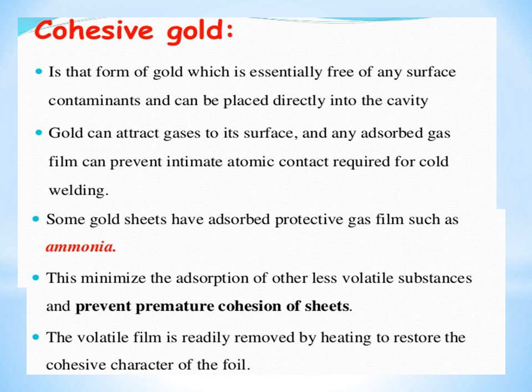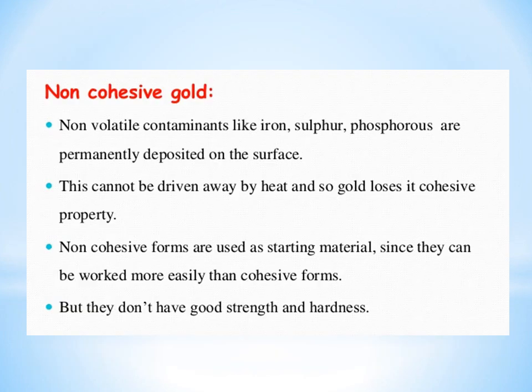And this layer has to be removed first before placing into the cavity, and that is done by basically heating it. So once the foils are heated, they are placed into the prepared tooth cavity, and pressure is applied, which we will be studying when we go over the manipulation of gold, and that step is called condensation. So basically, we will condense the gold sheets into the cavity, and because they're cohesive, they will adhere to each other, and basically this is how we will keep building up our filling. Now, the other type of gold foil, which is the non-cohesive gold, does not have any protective layer.